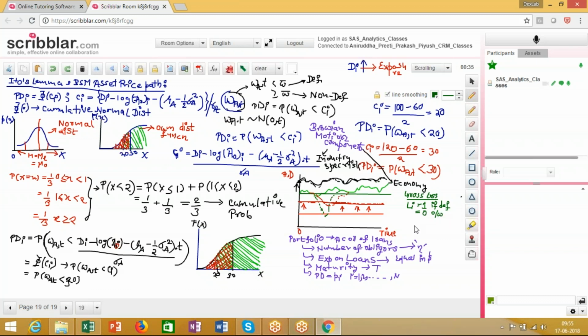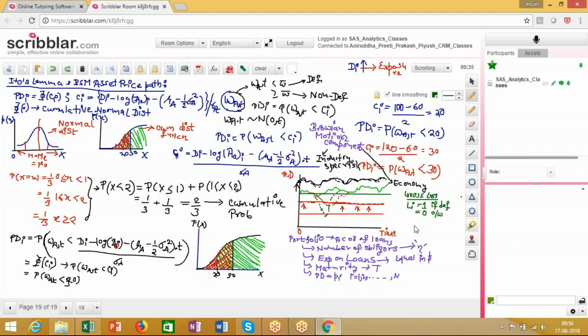So Li is equal to 1 if the borrower has defaulted, and equal to 0 otherwise. The idea over here is that if a loss has occurred, then Li is equal to 1. If a loss has not occurred, then Li is equal to 0. So this is precisely the idea behind the gross loss.